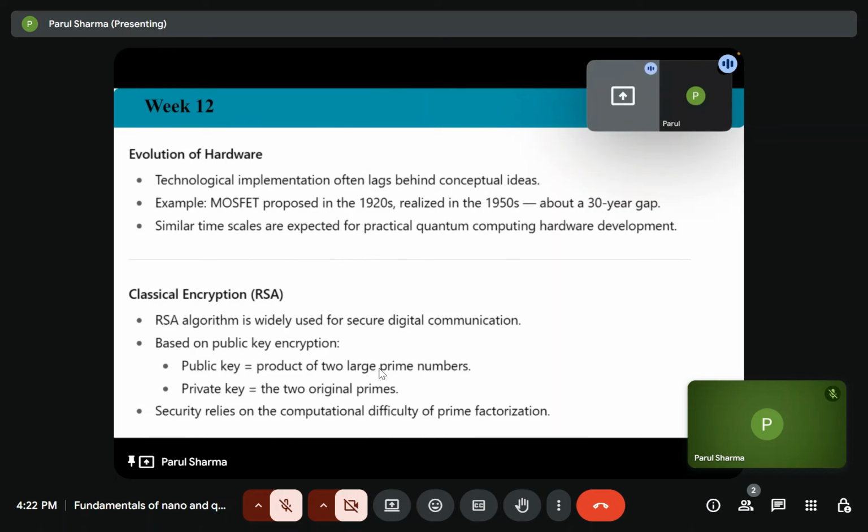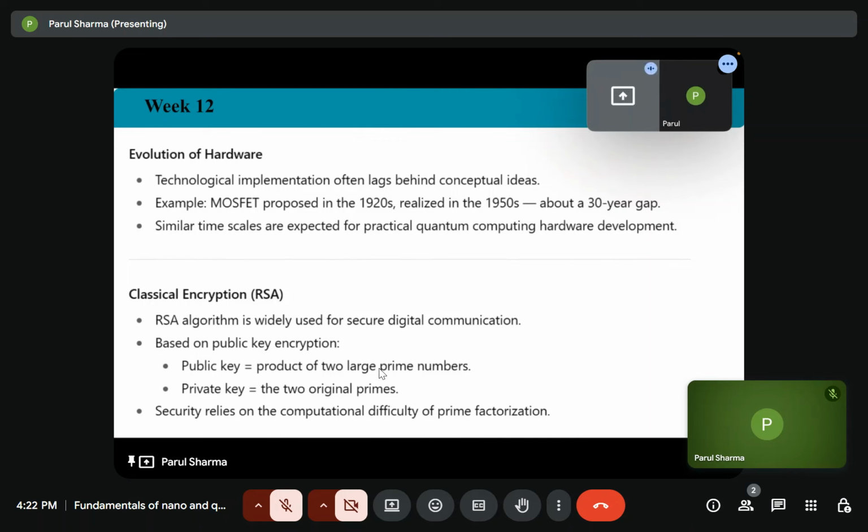So for example, the MOSFET was proposed in the 1920s, but it was realized in the 1950s. So now we want to develop a hardware which is expected to be practical for quantum computing after many years.